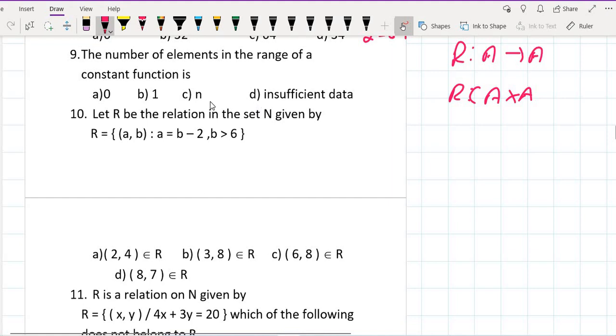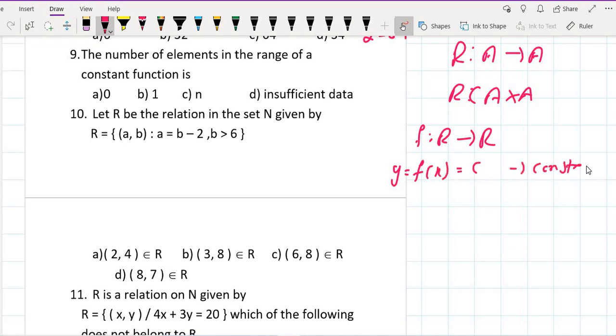Next question, 9th one. The number of elements in the range of a constant function. Just recall what is a constant function. A real valued function f from R to R is said to be a constant function if it is defined like this: y is equal to f of x equal to c, where c is a constant, a fixed value, right? Now, domain, you know that. Domain means it is the value of x you are substituting. After substituting the x value and simplifying, the value you are getting is the y value. That is considered to be the range.